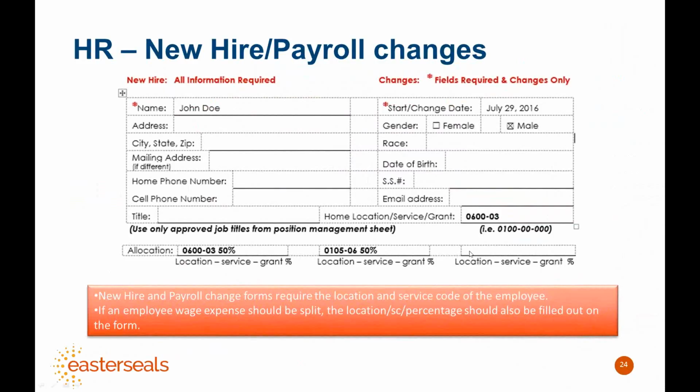Another thing to note on this form is allocations. If an employee is split between two different locations or service codes, you would need to specify all of the locations and service codes and percentages on this form. So if you have an employee that works half of his time at a MAR child care and the other half in Treasure Coast, West Palm Beach, you would divide his allocation between 0600-03 at 50% and 0105-06 at 50%.